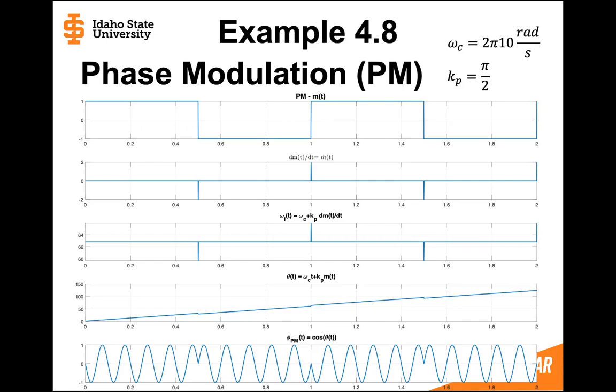So if we look at the angle theta of that cosine wave of the modulated signal, we can see that the slope is the same everywhere in that signal. So the slope from 0 to 0.5 is the same as the slope from 0.5 to 1, and the slope from 1 to 1.5 is the same as the slope from 1.5 to 2. The only thing that happens is that there's a pulse in the derivative where the message has a discontinuity, and that pulse results in an instantaneous shift in phase.